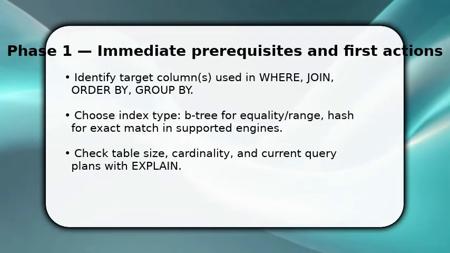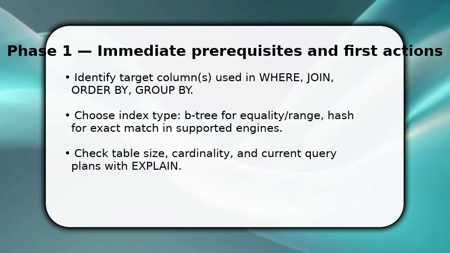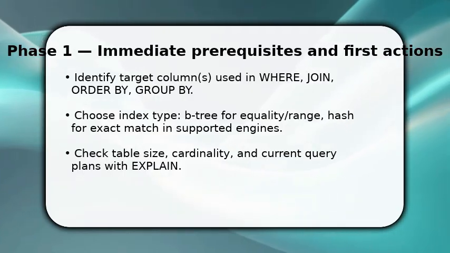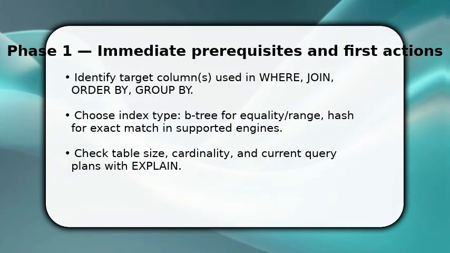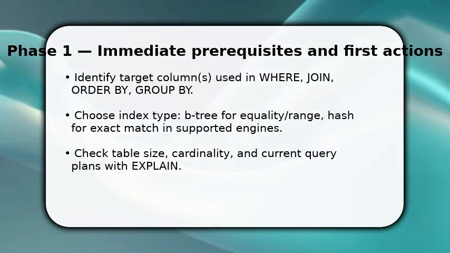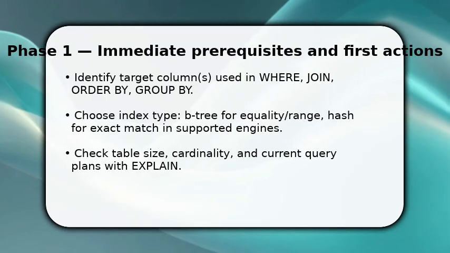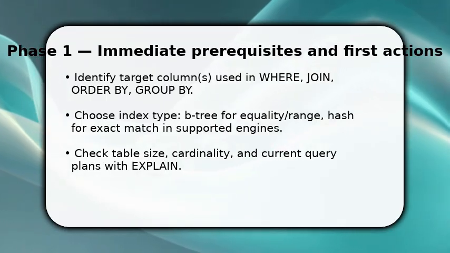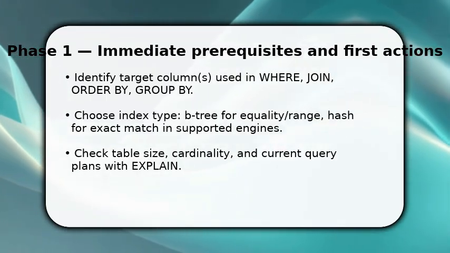You start by creating the right index. You must know which column the query filters or sorts on. Create a B-tree index for equality and range conditions, or a hash index only if your engine supports exact match optimization. Once done, run explain to confirm the planner will use the new index.